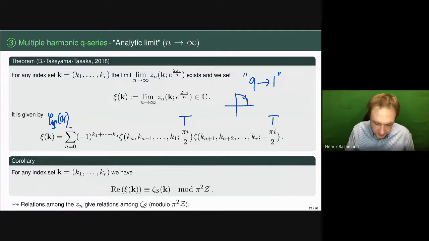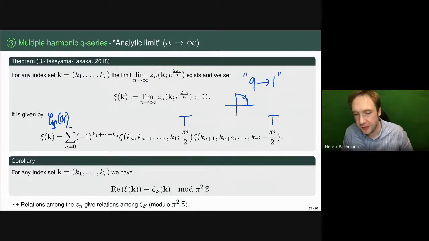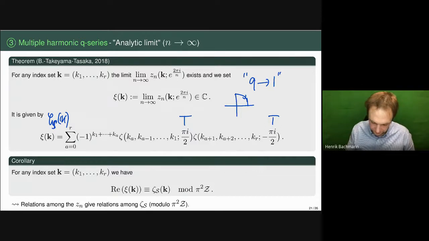In particular, we can also show there are some relations among these Z_n for n large enough. And if we can show this, then in particular, this theorem gives a relation among symmetric multiple zeta values modulo pi squared Z. Okay, so this is the symmetric part.